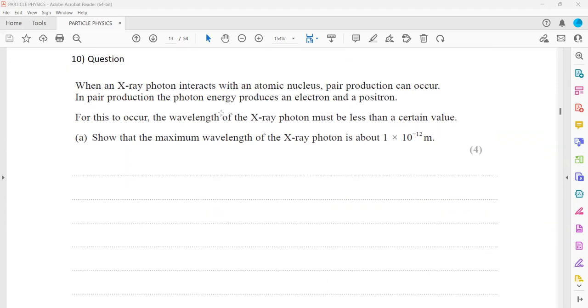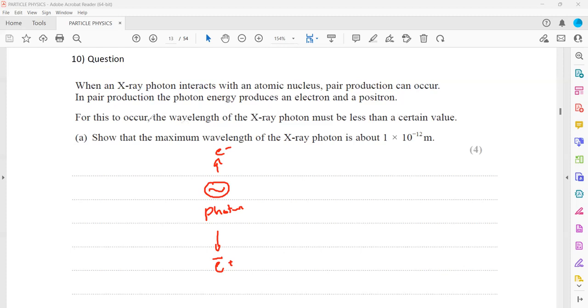In question 10, when an X-ray photon interacts with an atomic nucleus, pair production can occur. In pair production, a photon's energy produces an electron and a positron. So what is pair production? If there is a photon, the concept is that energy produces mass, or energy changes to mass. So a photon produces two particles, one particle and one antiparticle. For example, it produces an electron and then a positron. A positron is like a positive electron, the antiparticle of the electron.